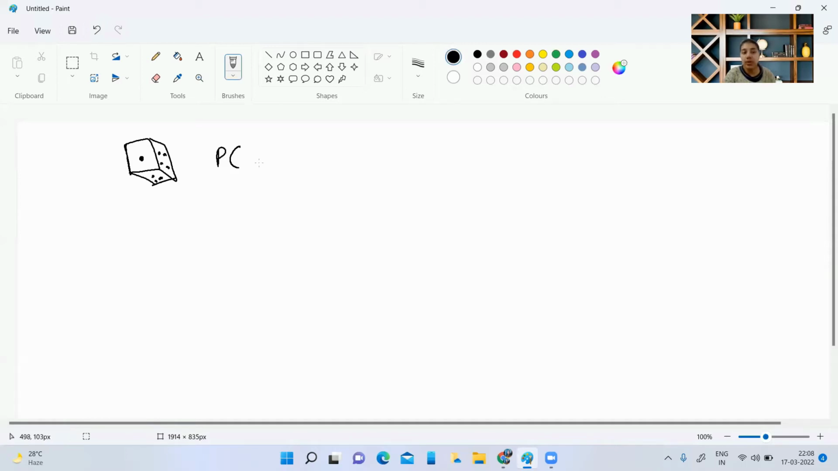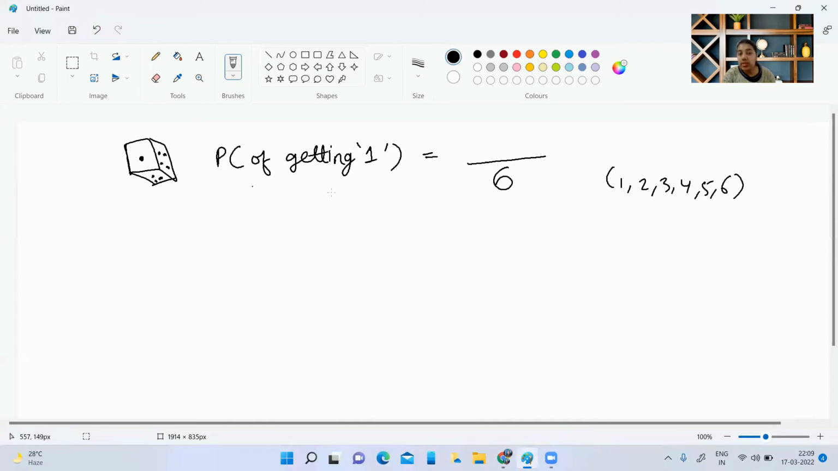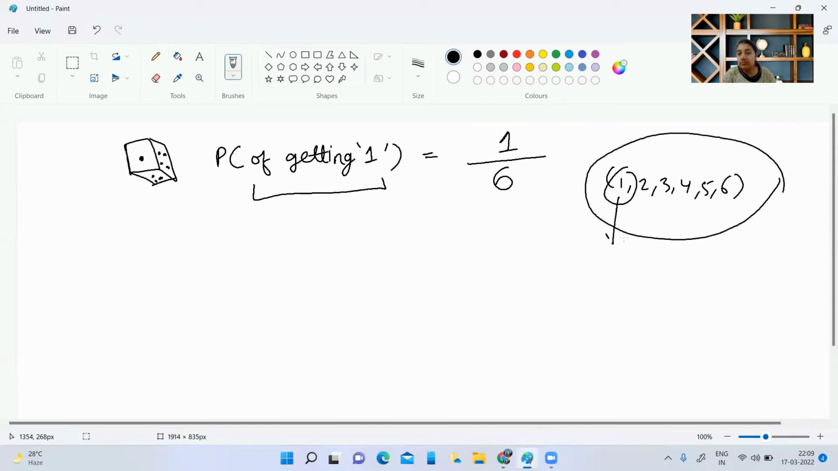So if I ask you the probability of getting a 1, how can you get a 1 in a dice? You will say that there are 6 total numbers. In a dice, we have 1, 2, 3, 4, 5, 6. So there are 6 events, out of which the possibility of getting a 1 is only 1. Because out of these 6 numbers, I am only taking out this 1. So out of 6, the possibility of getting 1 is 1.